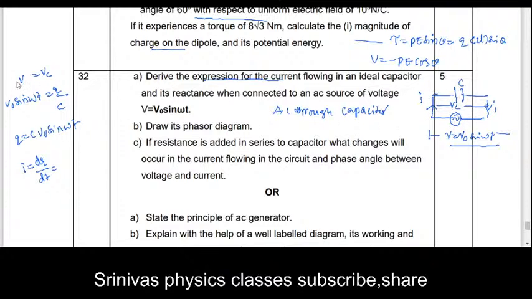For that, potential across the AC source equals potential across the capacitance. Potential across the AC source is V naught sin omega t. Potential across the capacitance is Q by C. So Q equals C V naught sin omega t, and I equals dq by dt. We differentiate C V naught d by dt of sin omega t. We will get I equal to C V naught omega cos omega t. This we write as I equal to I naught cos omega t, and this we write as I equal to I naught sin omega t plus 90 degrees. That's all.